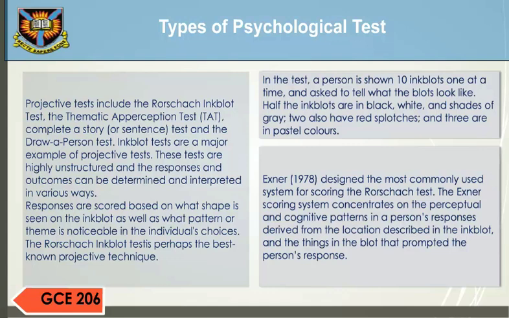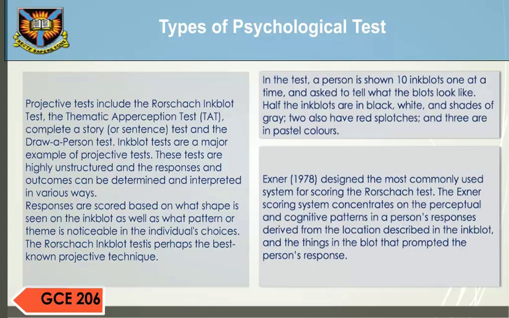The Rorschach inkblot test is perhaps the best known projective technique. In the test, a person is shown 10 inkblots, one at a time, and asked to tell what the blots look like. Half the inkblots are in black, white, and shades of gray. Two also have red splotches, and three are in pastel colors.